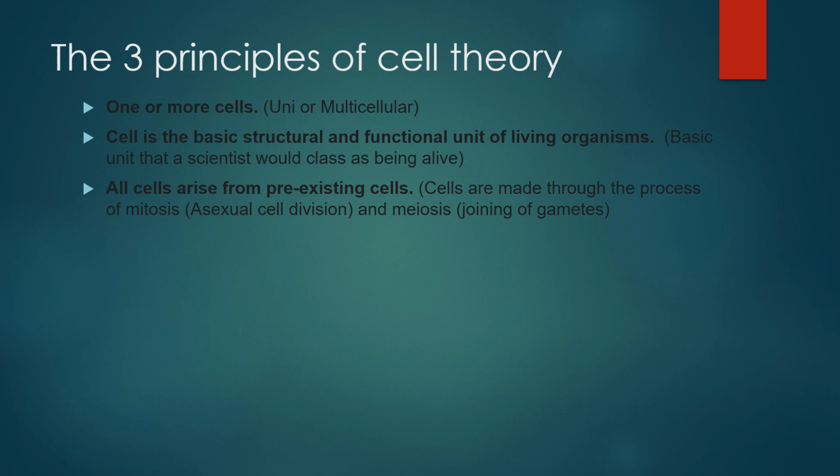Cells are basic structural and functional units of living organisms. So they are a single unit that can carry out the basic processes that an organism does. The basic unit of life. And all cells arise from one that existed before, a pre-existing cell.